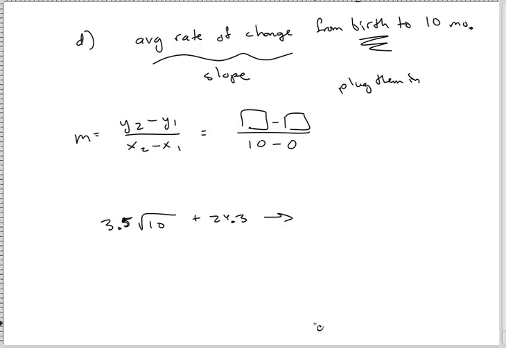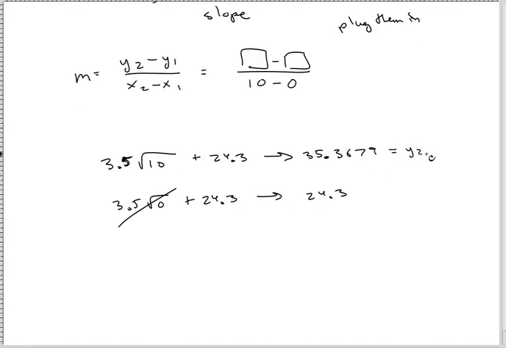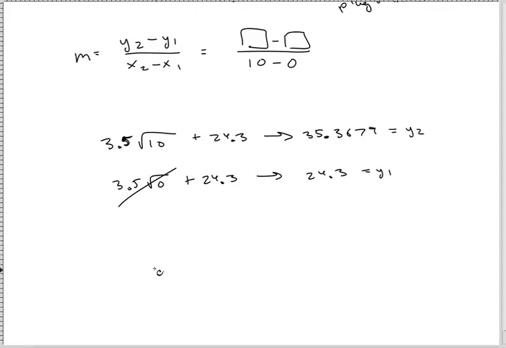Plus 24.3, and I've got 35.3679. I think they still want only one decimal place, but and so I need to plug in the 0, and you can see what happens there. I get 24.3 here. That's easy enough. So those are my two y values. This is y2, this is y1, and so now I'm going to just basically copy those in there.